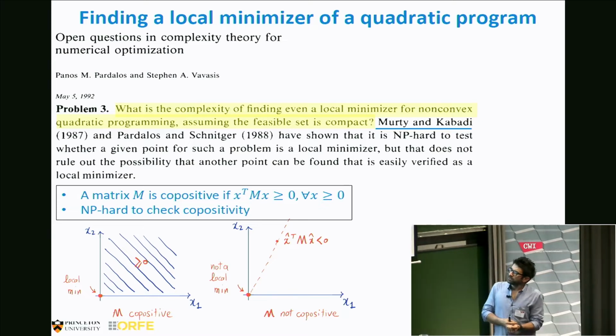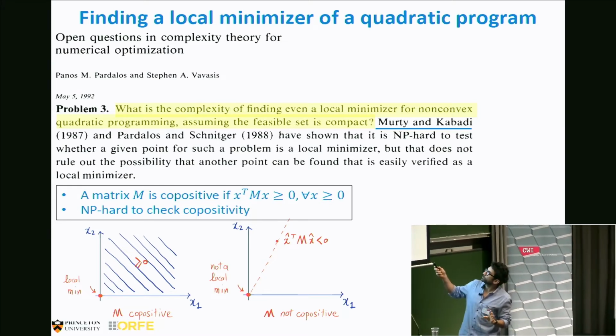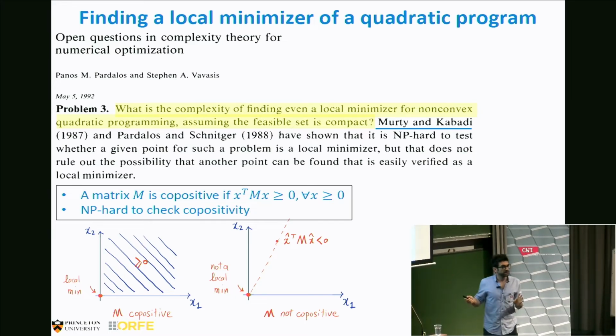Okay. So to make this distinction even more explicit, let's look at the proof that Murty and Kabadi gave. In case you haven't seen it, it is quite simple. If you recall what a copositive matrix is, a symmetric matrix is copositive if its quadratic form is non-negative on the non-negative orthant, so when evaluated on x's that are entry-wise non-negative, right? And they showed that the problem of testing copositivity is NP-hard.